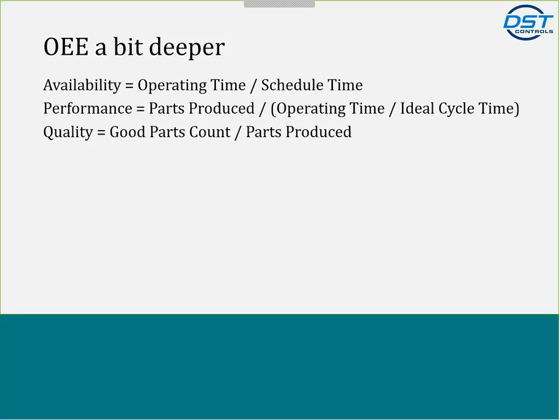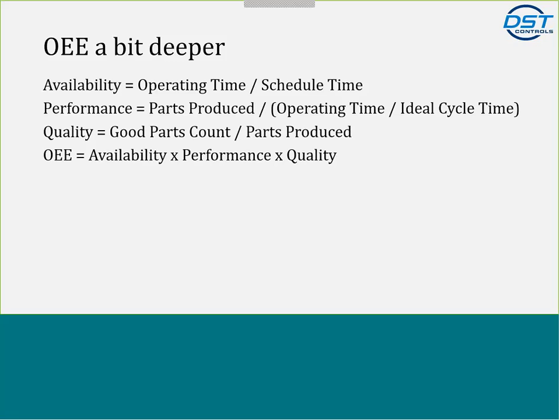And your quality is pretty straightforward, I think. Just taking your good parts and dividing it by your parts produced, that's going to give you what your quality number is. So if everything that you made you're able to sell, then your quality number would be 100%. If you have any kind of scrap, bad parts, anything like that, that's going to reduce your quality percentage.